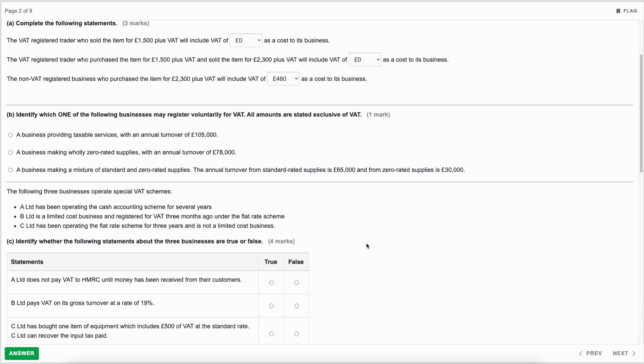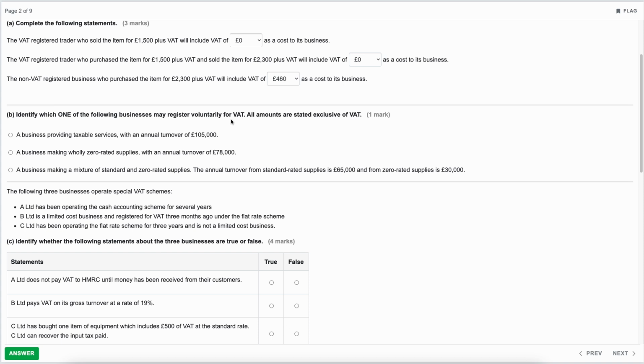Okay, moving on to part B then. Identify which one of the following businesses may register voluntarily for VAT. All amounts are stated exclusive of VAT, and this is for 1 mark. So the key point within this question, well actually there are 2 key points. One is that it states which one of the following, so make sure that you're only selecting one in those circumstances. And the second is it states that it is voluntarily registering. So we aren't looking for a business here that has to register for VAT. We are looking for one that may voluntarily register.